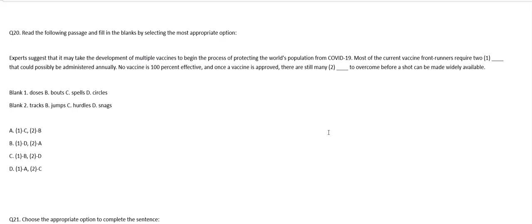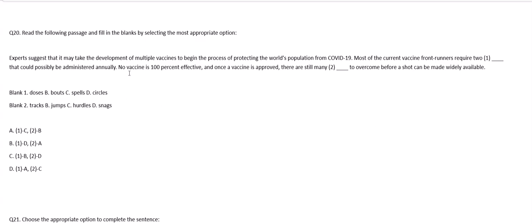When you see option one, it is very clear that most of the current vaccine front runners require two what? Doses. Two doses of vaccine, not spells, circles, or bouts. Bouts is also a word that expresses illness, like a bout of flu, but it's not about vaccines. Hence doses will come in the first blank. The front runner requires two doses of vaccine.